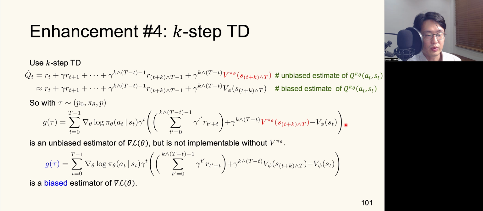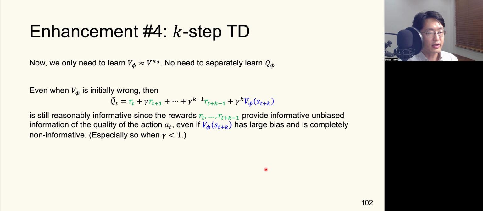So here this would serve as an unbiased estimate of the stochastic gradient of the objective if we were to access the exact V value function, but since that's not implementable, we replace it with the V phi value network. A good thing about this is that now there's no need to separately learn Q. We only need to learn the V value function, V phi.